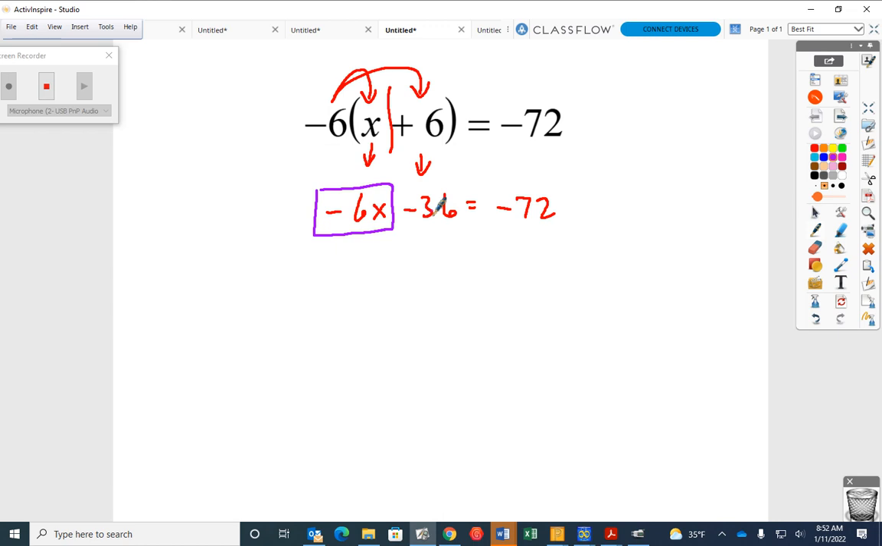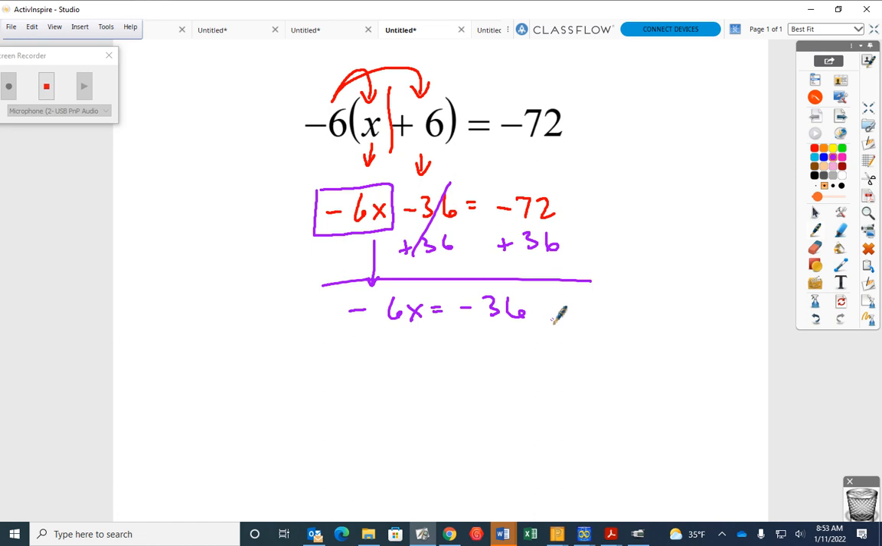And if I do it to one side, you've got to do it to the other. So if I add 36 here, and I add 36 here, those cancel, which is what I want. Bring this down, so negative 6x. If you owe me $72 and you pay me 36, do you still owe me money? Yes. How much do you owe me? 36. Negative 36.